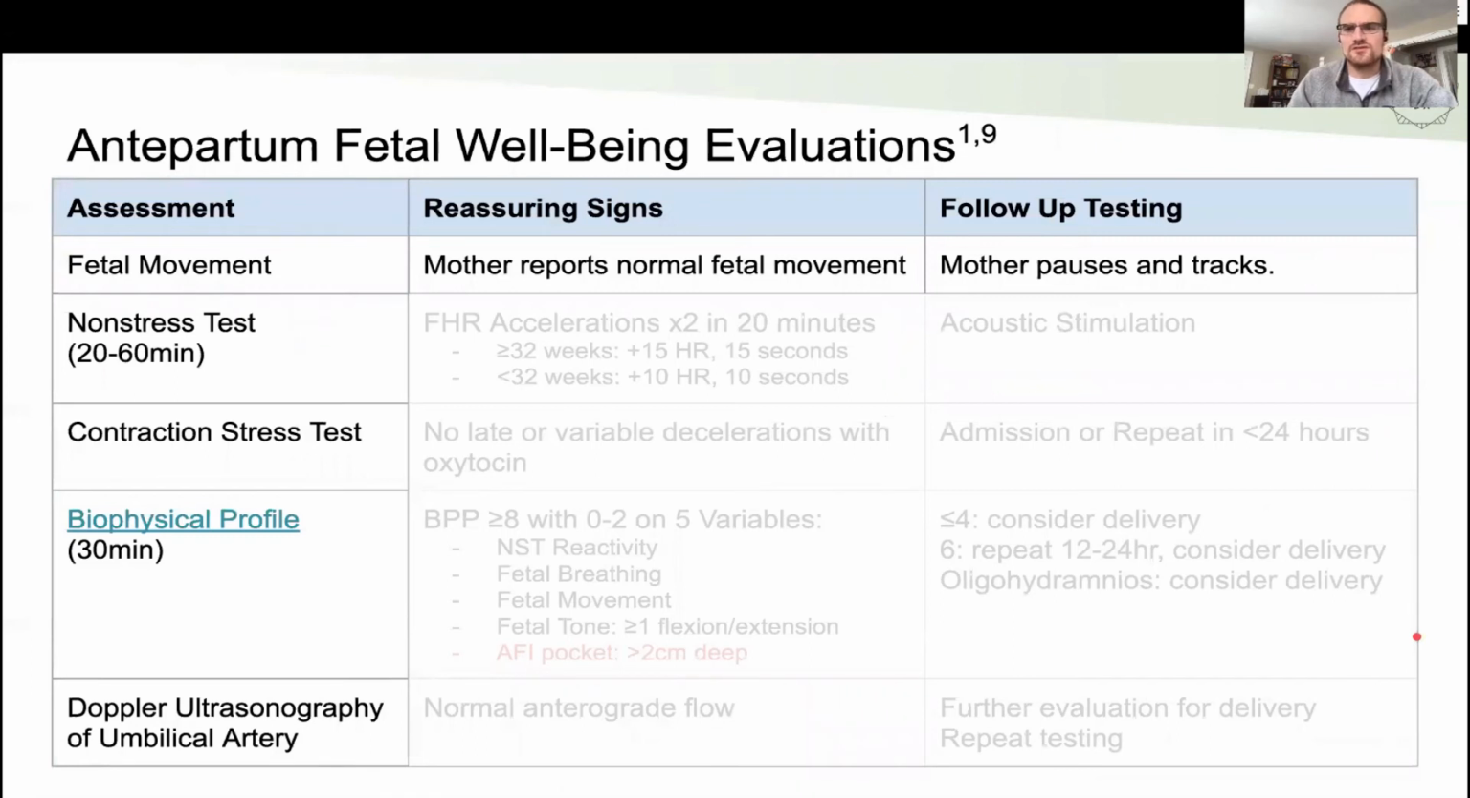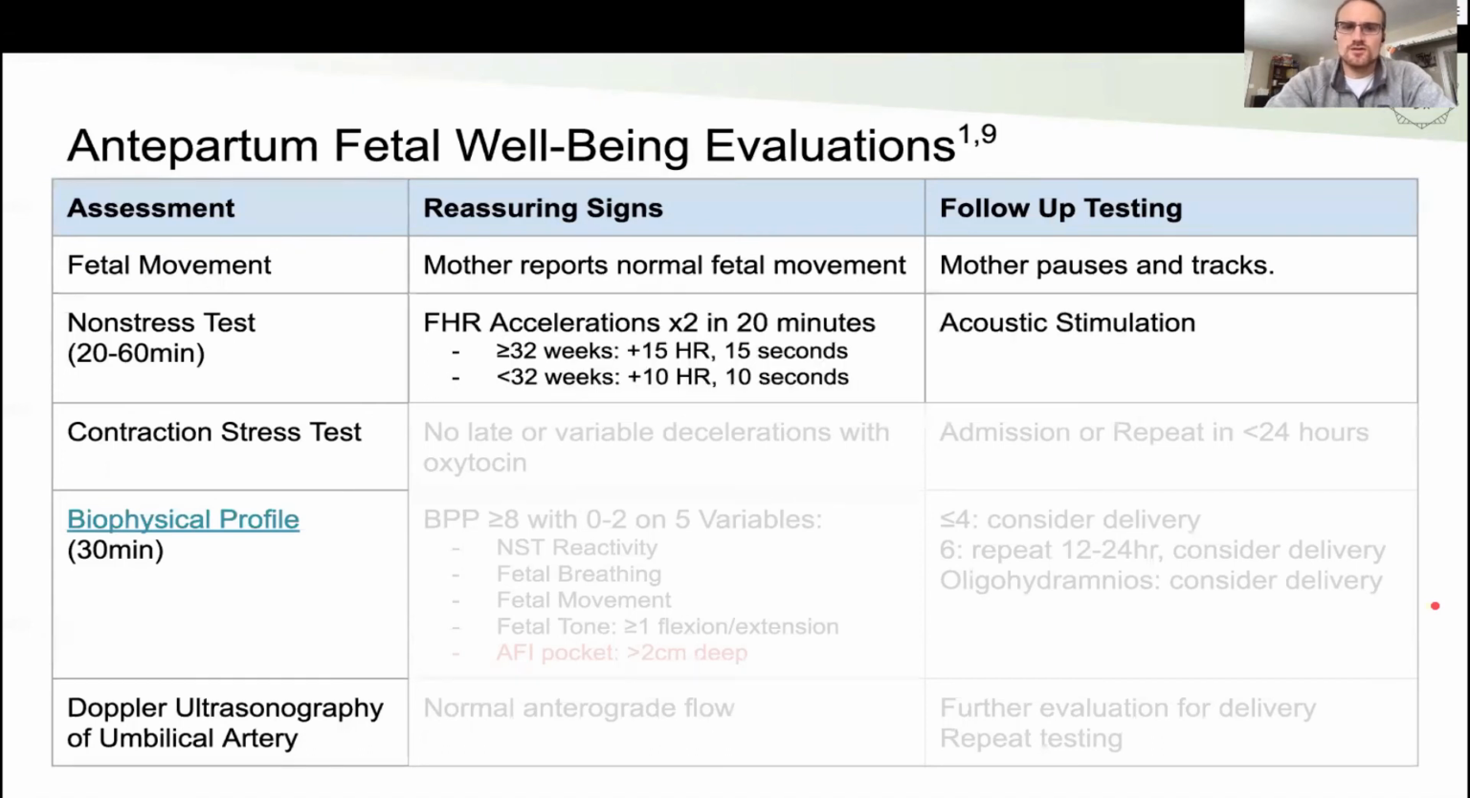So then we have fetal well-being assessments and evaluations: fetal movement, non-stress testing, contraction stress testing, biophysical profiles, and Doppler ultrasonography of the umbilical artery, which is a fun phrase to say. So fetal movement, a normal sign is if the mom reports it. And the follow-up testing, if she doesn't report it, is to pause, count, wait, and see if she's feeling the baby move. For non-stress tests, you add a tocometer on, you do some fetal heart tracing.